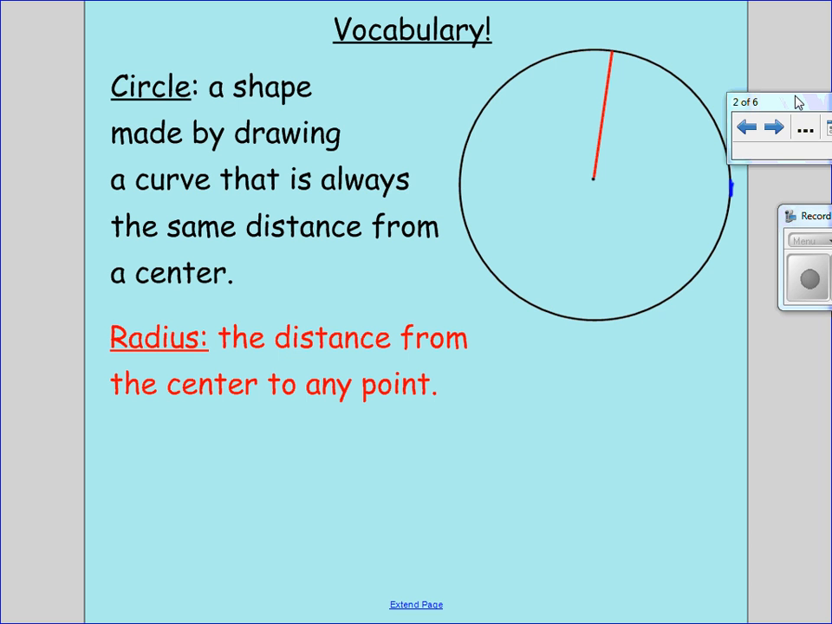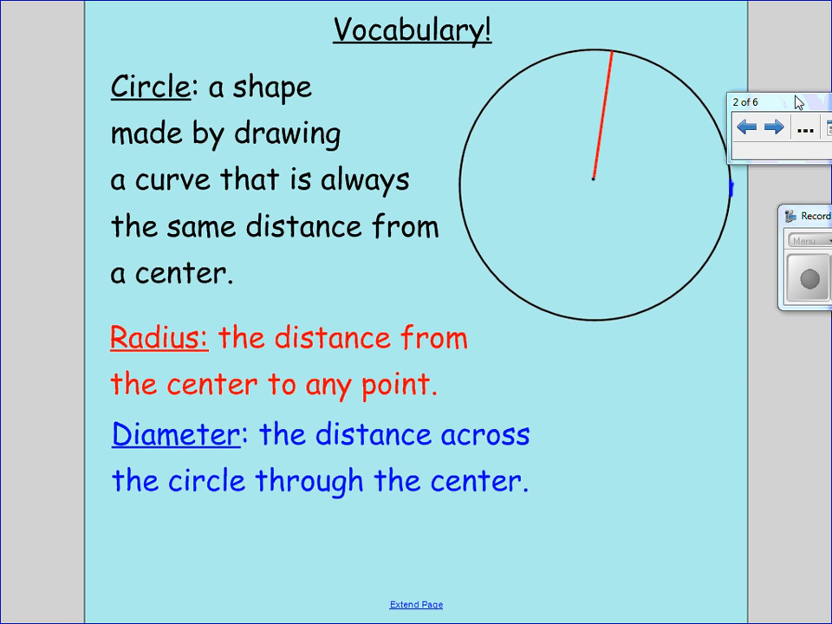That's the radius. Then you have what's called the diameter. The diameter is the distance across the circle through the center. The diameter is double the radius if you think about it, because we have a radius that could go from the center to any side. That's half the diameter. And then it could go the other way. If you double it, you get the full diameter.